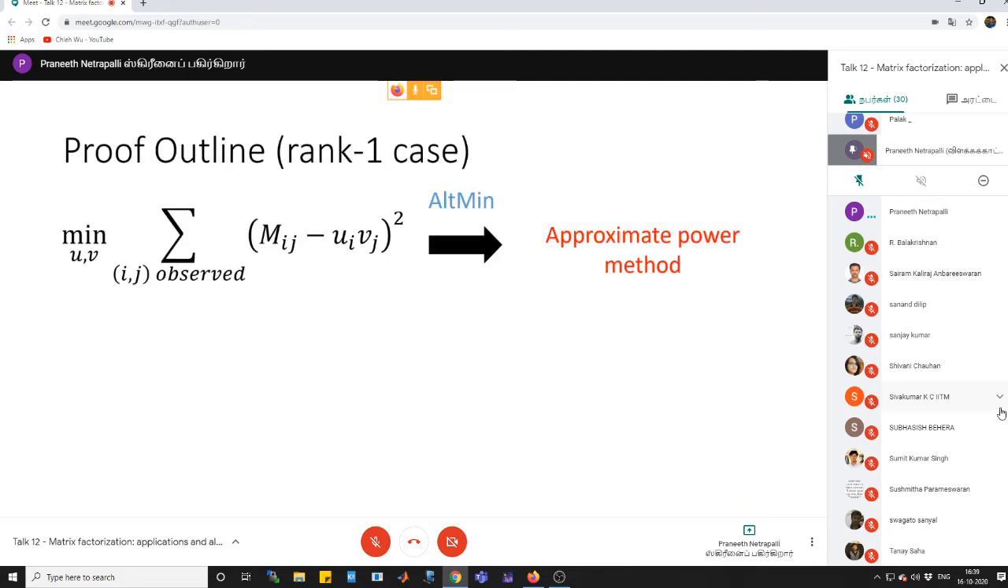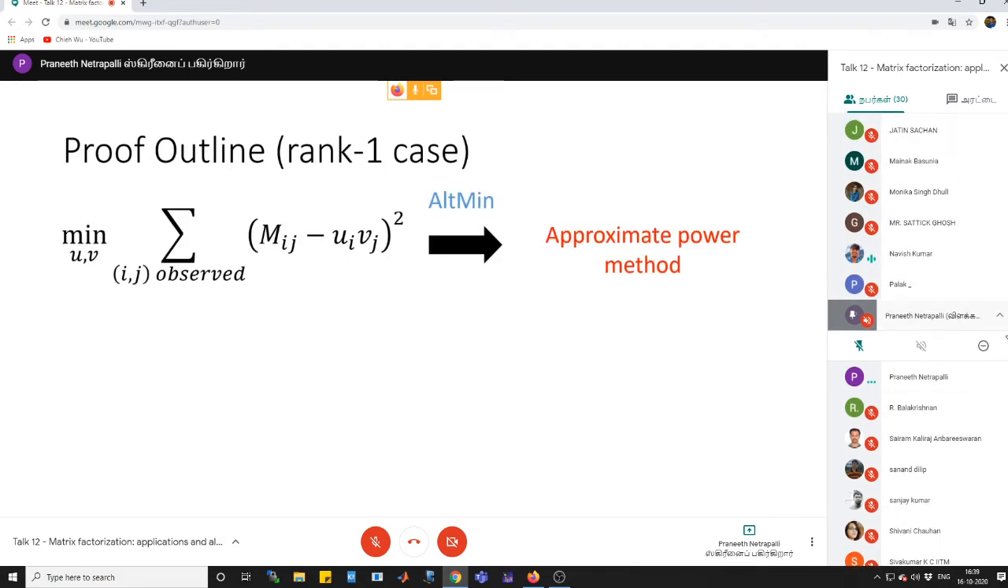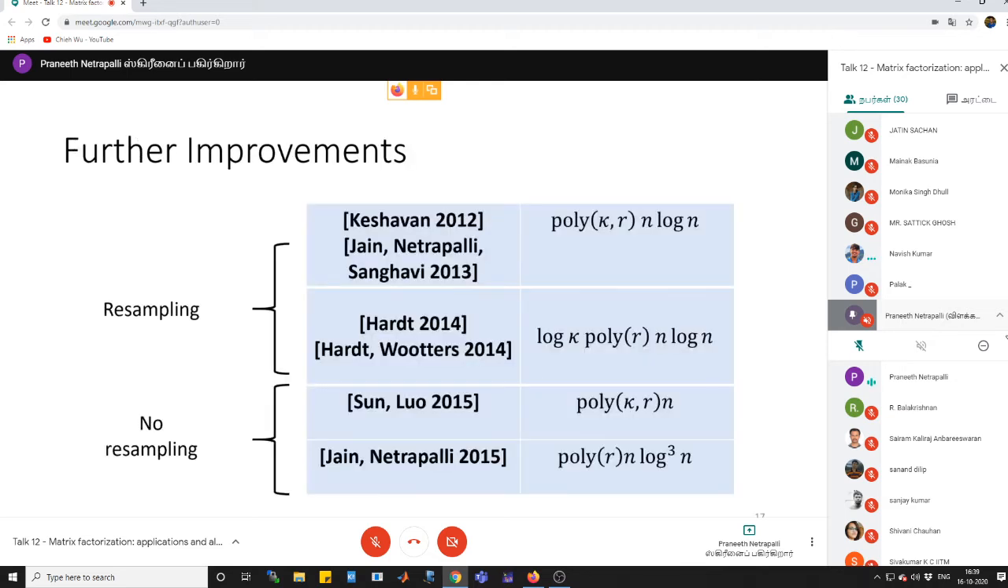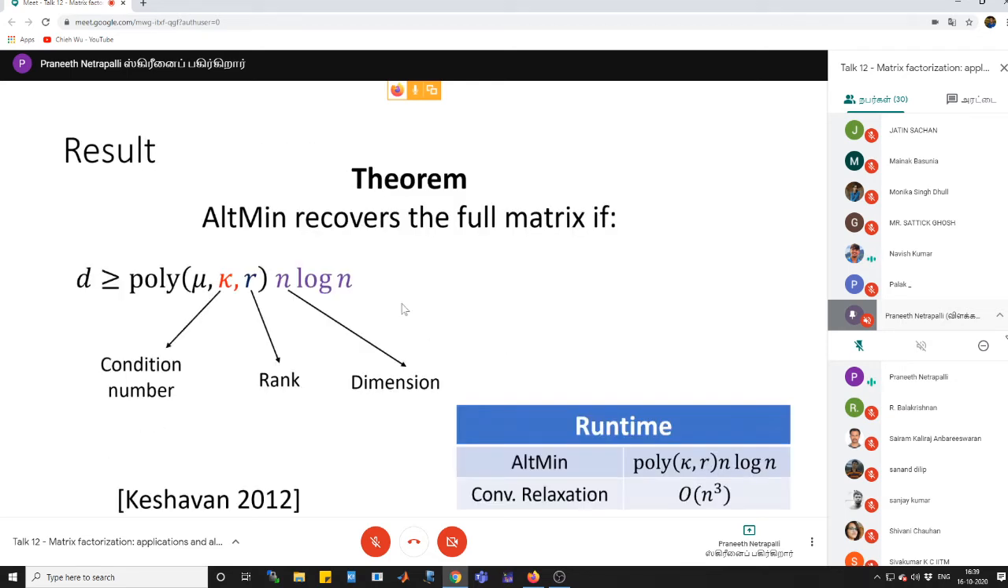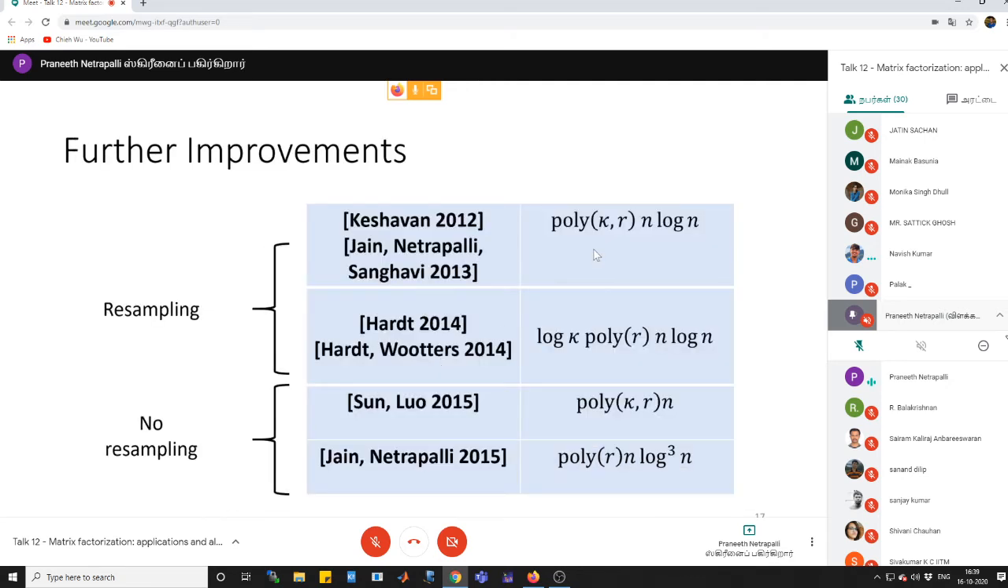Also, it seems that there is no more any dependence on incoherence parameter in your results. Is that true? So no. I think here I mentioned this mu. So there is a poly of mu. Actually, in all of these results, there is a poly of mu. I have not written it explicitly. Yeah, all of these are poly of mu. Okay, thank you.